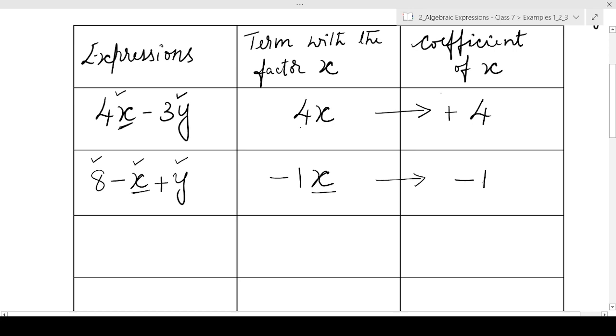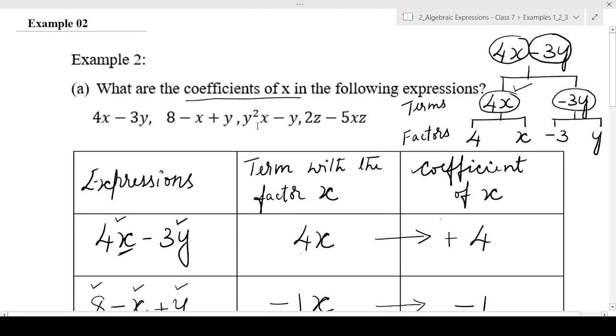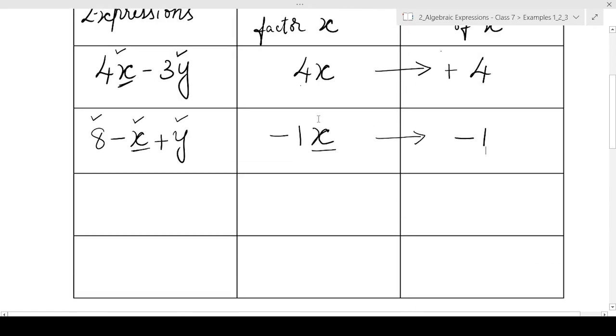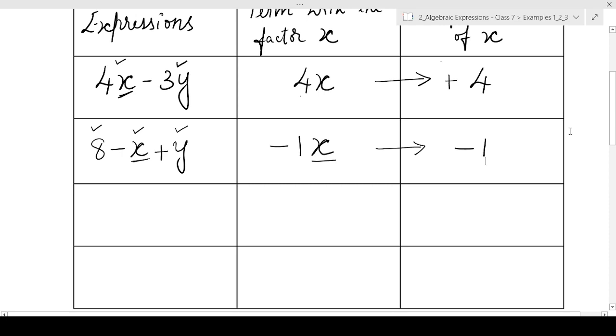Okay, students? Fine. We'll go ahead and check what is the third problem. y square x minus y. Can you tell me how many terms are there in this expression? This expression is made up of two terms, right? It is a two-term expression.